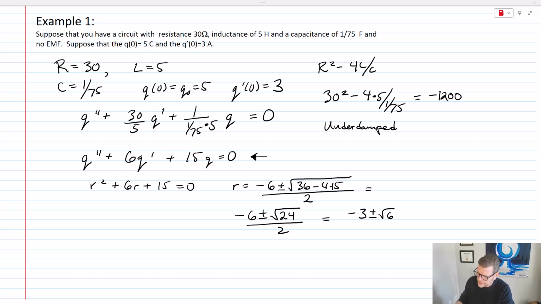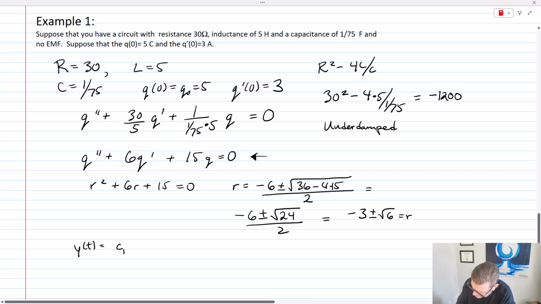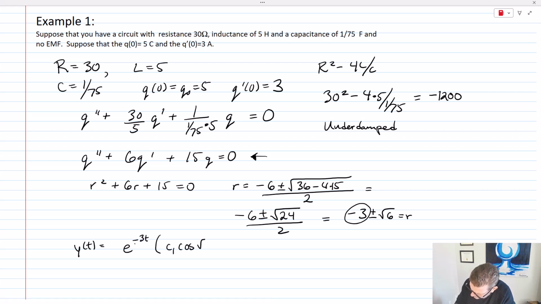Now I can turn that into my solution. So that's my R, and that means my solution, y of t, is going to be, I'll take e to the at, so my a is going to be the negative 3. So e to the negative 3t times C1 cosine root 6t plus C2 sine root 6t. And that's in my standard form.